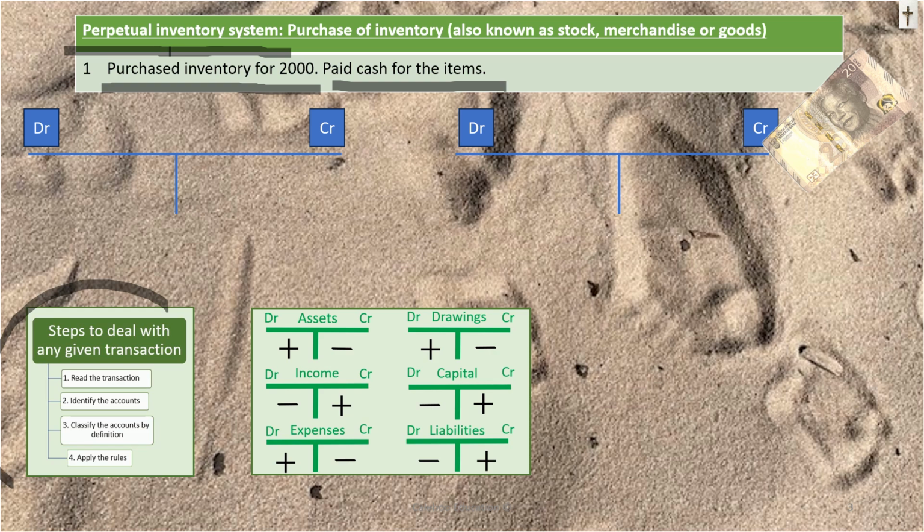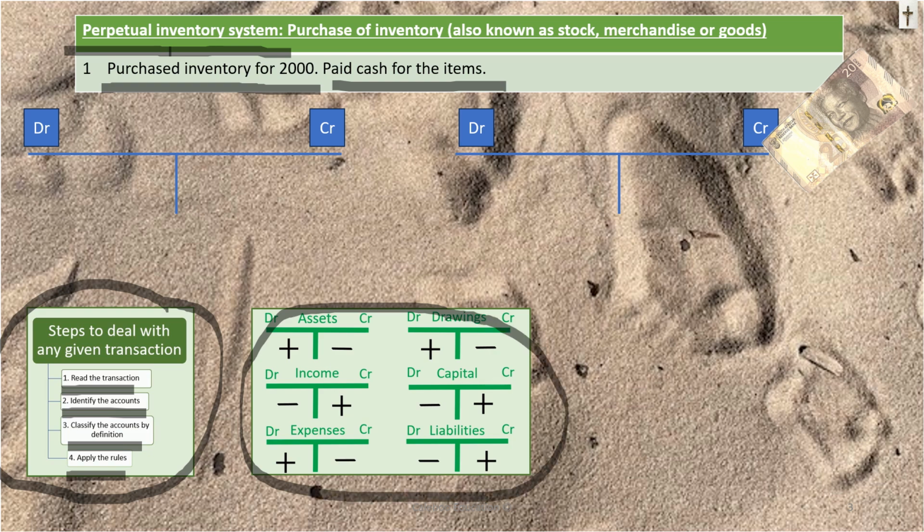Now, if you remember from previous videos, here are some steps to deal with the transaction. We read the transaction, identify the accounts, classify the accounts, apply the rules. And I have here a summarized version of all the rules. You most probably have seen this on previous videos where I explained the rules. So we've read the transaction.